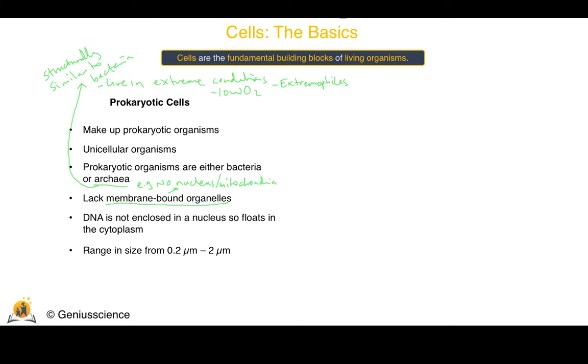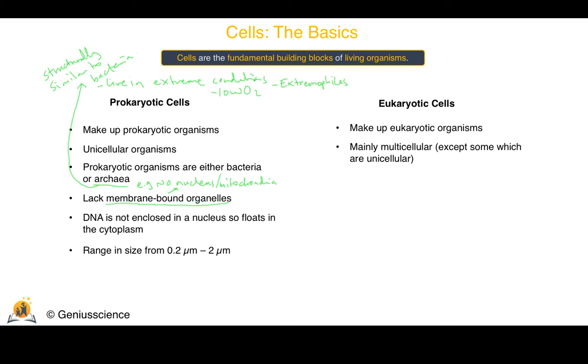The other cell type you need to know about are eukaryotic cells. And eukaryotic cells make up eukaryotic organisms. Eukaryotic cells are mainly multicellular, except some which are unicellular. Some fungal cells are unicellular, for example yeast. And eukaryotic organisms include animals, plants, fungi, and protists.